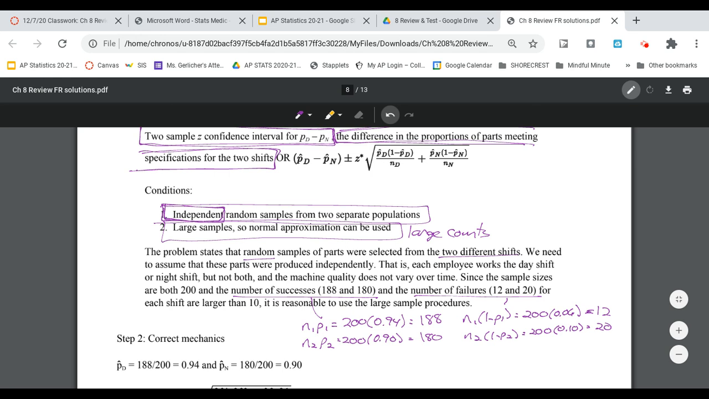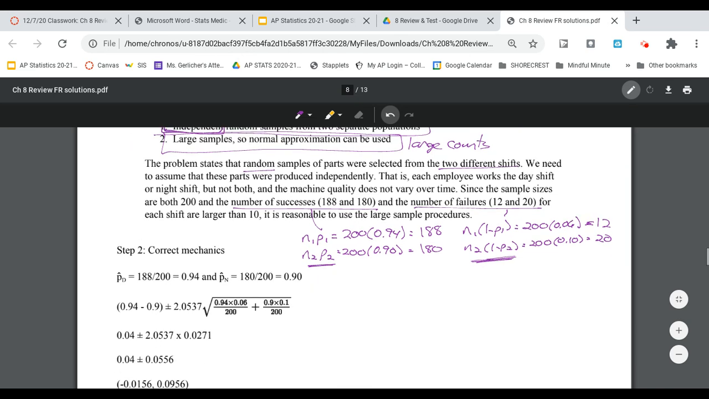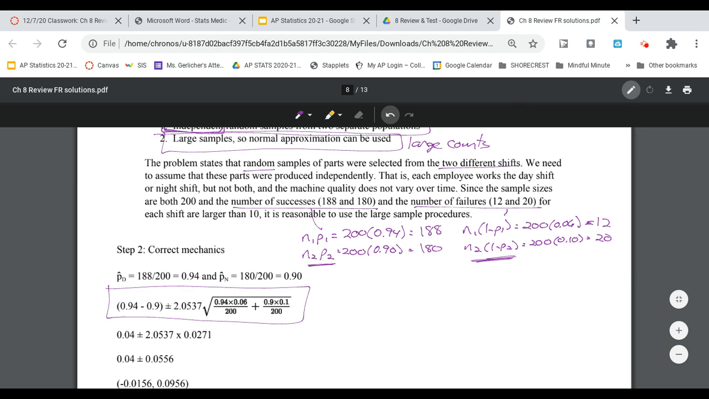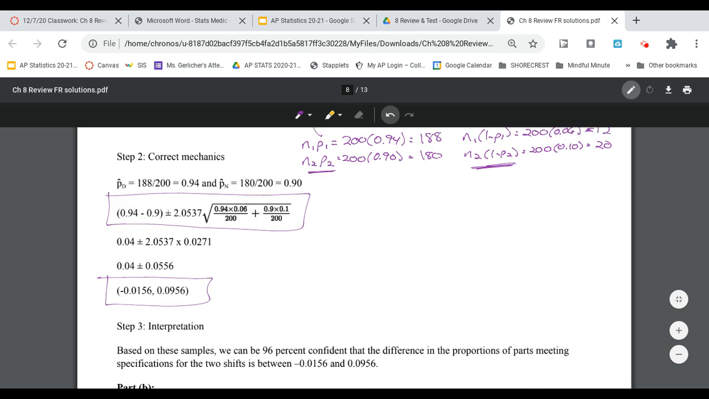And then the large counts thing. If you do the full equations, you get 188, 180, 12, and 20, which honestly you kind of knew because they gave you the counts in the beginning. These np's are the number of successes in your sample, and the n(1 minus p)'s are the number of failures in your sample. So they did kind of give them ahead of time, or just do the equations. Then they needed correct mechanics: all the do part, plugging in the right numbers in the right order and calculating it correctly. This is the interval you should be getting, and a little bit of rounding error is fine.